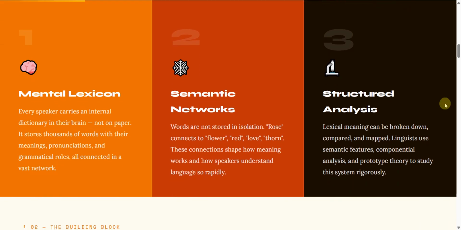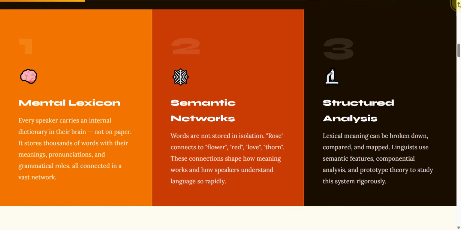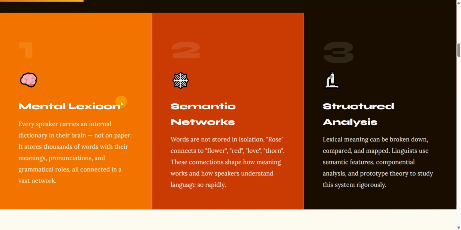Moving forward, let's first look at the mental lexicon. Every speaker carries an internal dictionary in their brain, not on paper. It stores thousands of words with their meaning, pronunciation, and grammatical roles, all connected in a vast network. So this is the definition of the mental lexicon.